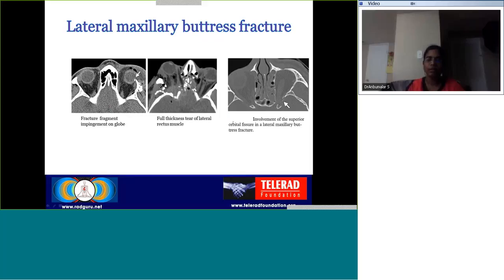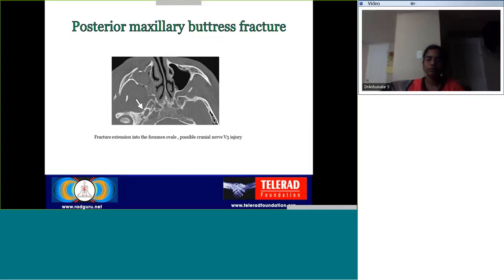This fracture fragment is seen impinging on the orbital globe. So next is an example. The lateral maxillary buttress fracture is seen causing a full thickness tear of the lateral rectus muscle, and this lateral margin of the orbit fracture is extending to the superior orbital fissure. Then the cranial nerves are injured.